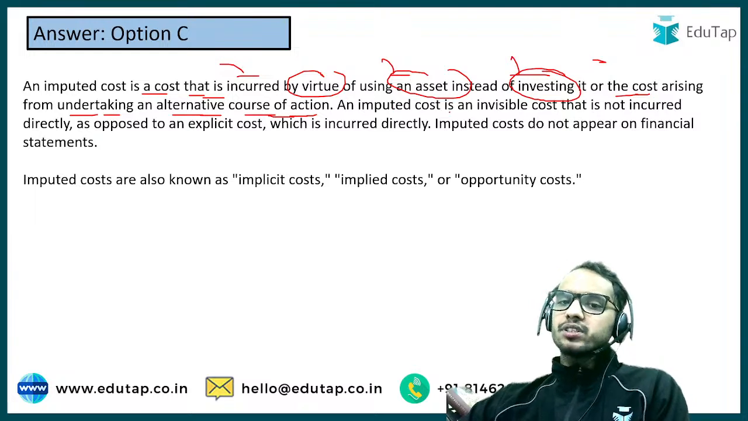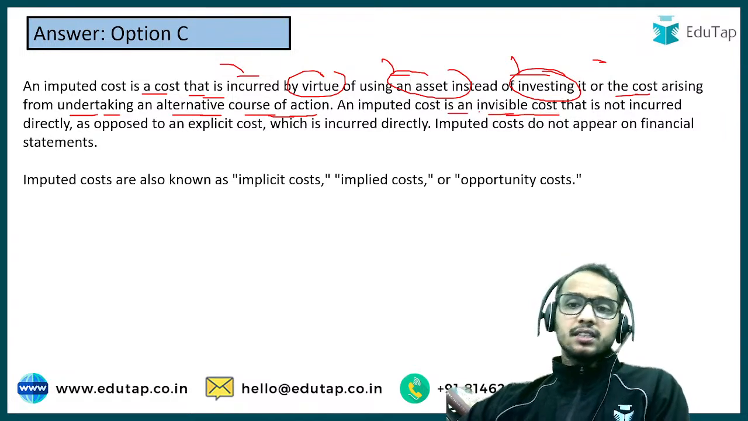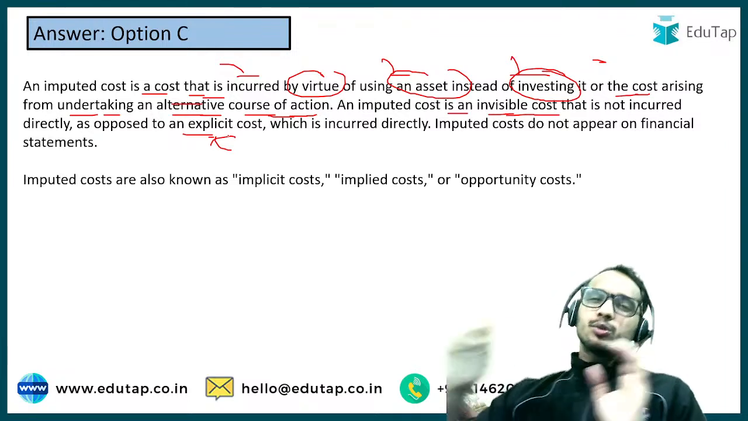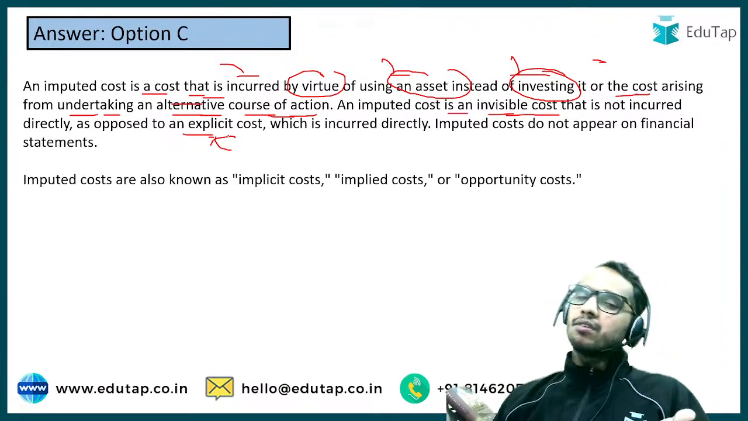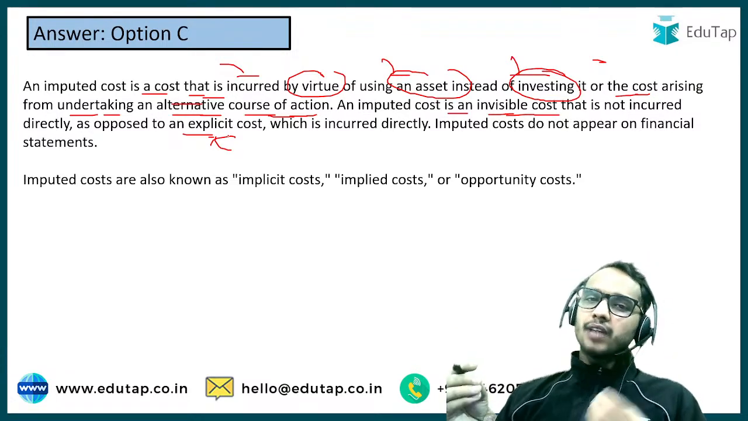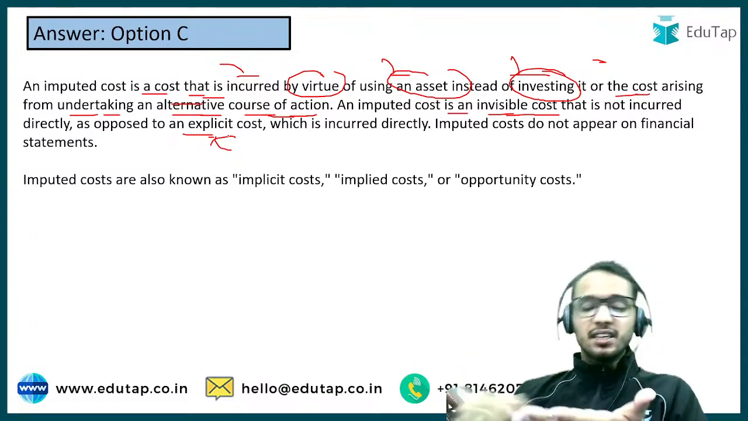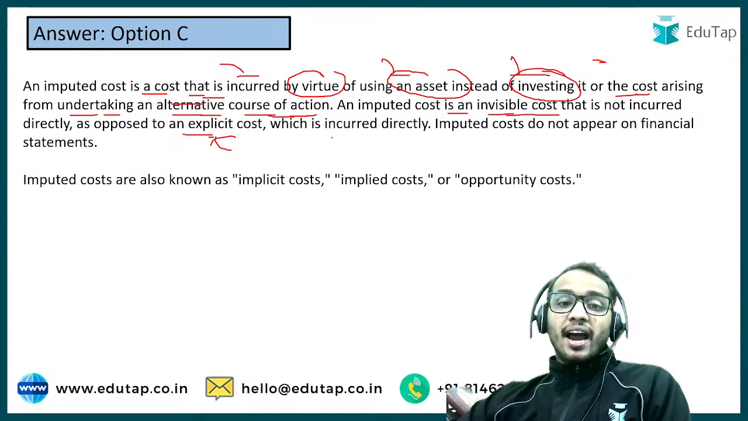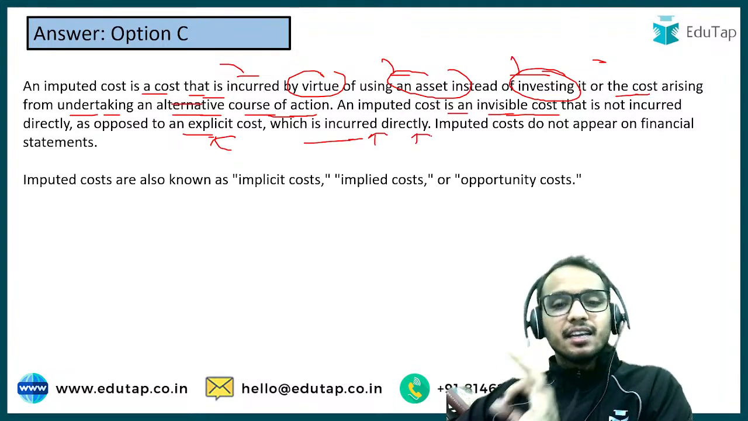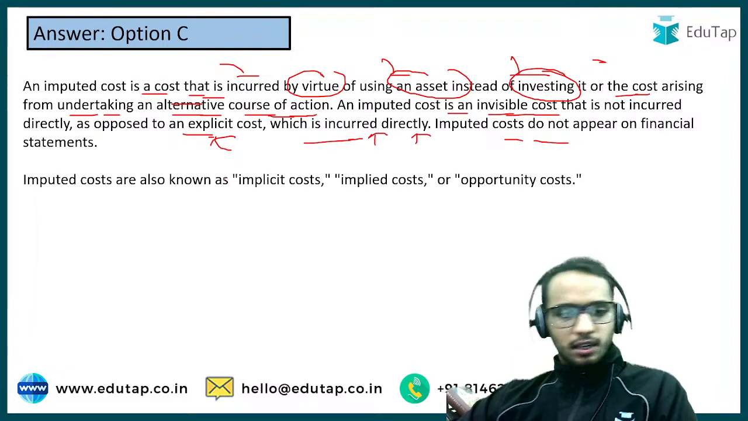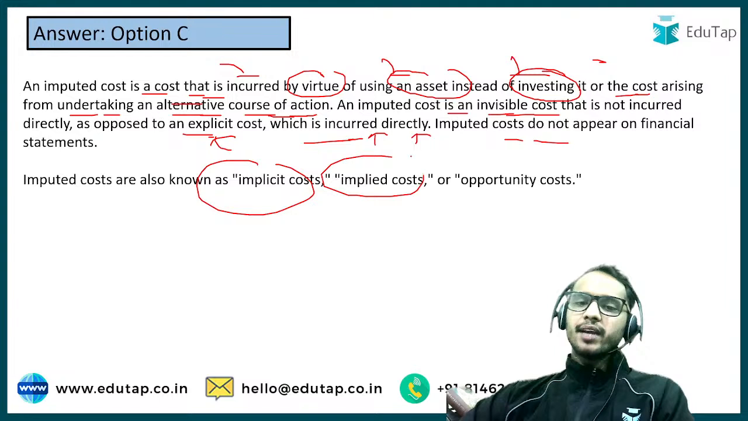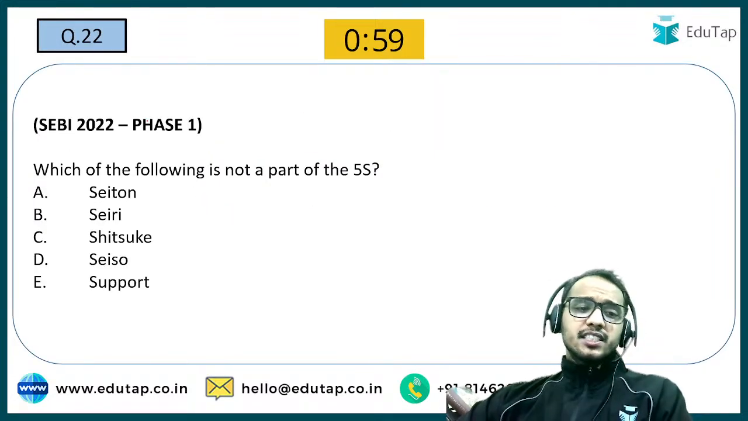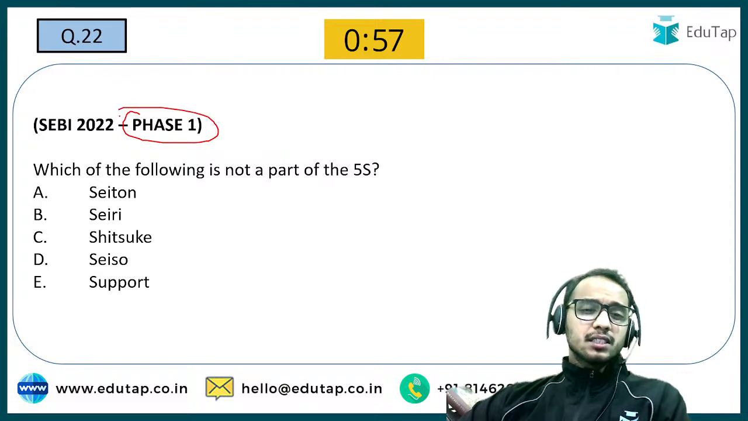So an imputed cost is an invisible cost that is not incurred directly, as opposed to explicit cost. Explicit cost is directly written on the financial statements. Explicit cost means any cost that is explicitly written in the financial statements and which has been incurred directly. Imputed costs do not appear there. Got it? Implicit cost, implied cost, or you can call it opportunity cost as well. Correct? SEBI 2022 phase 1.